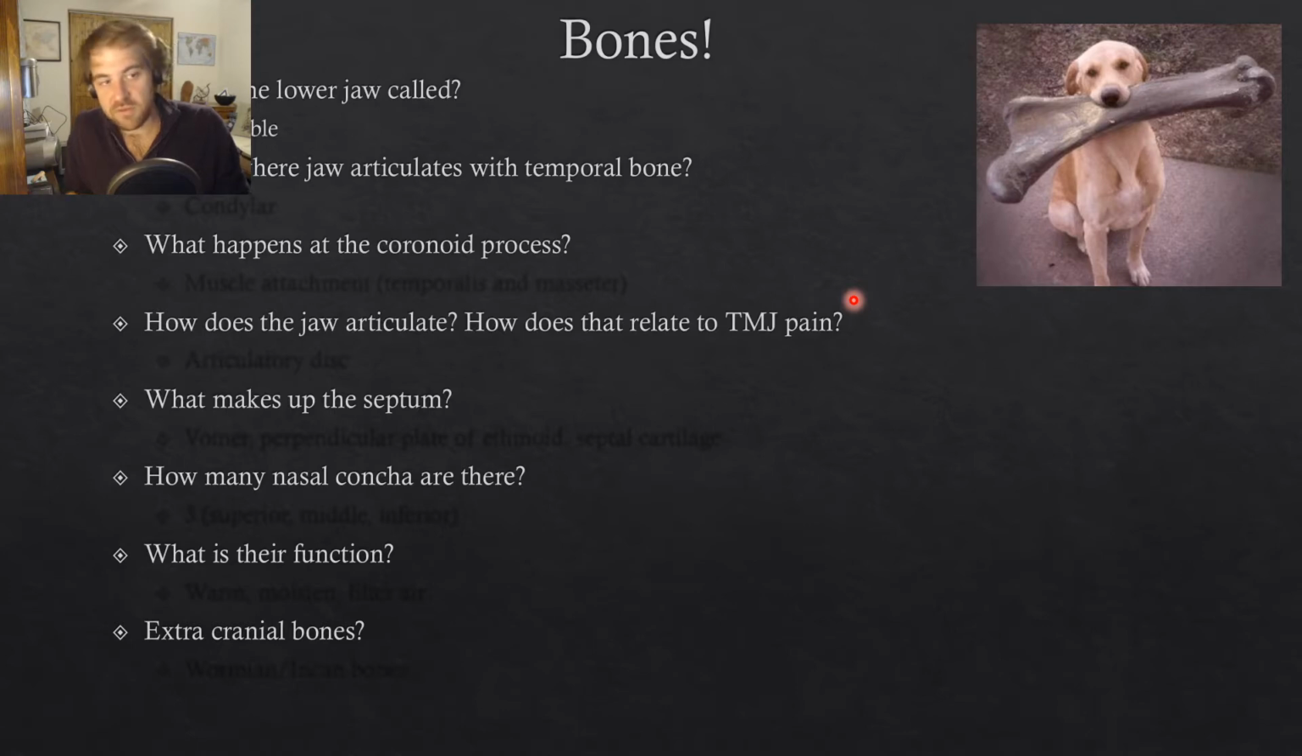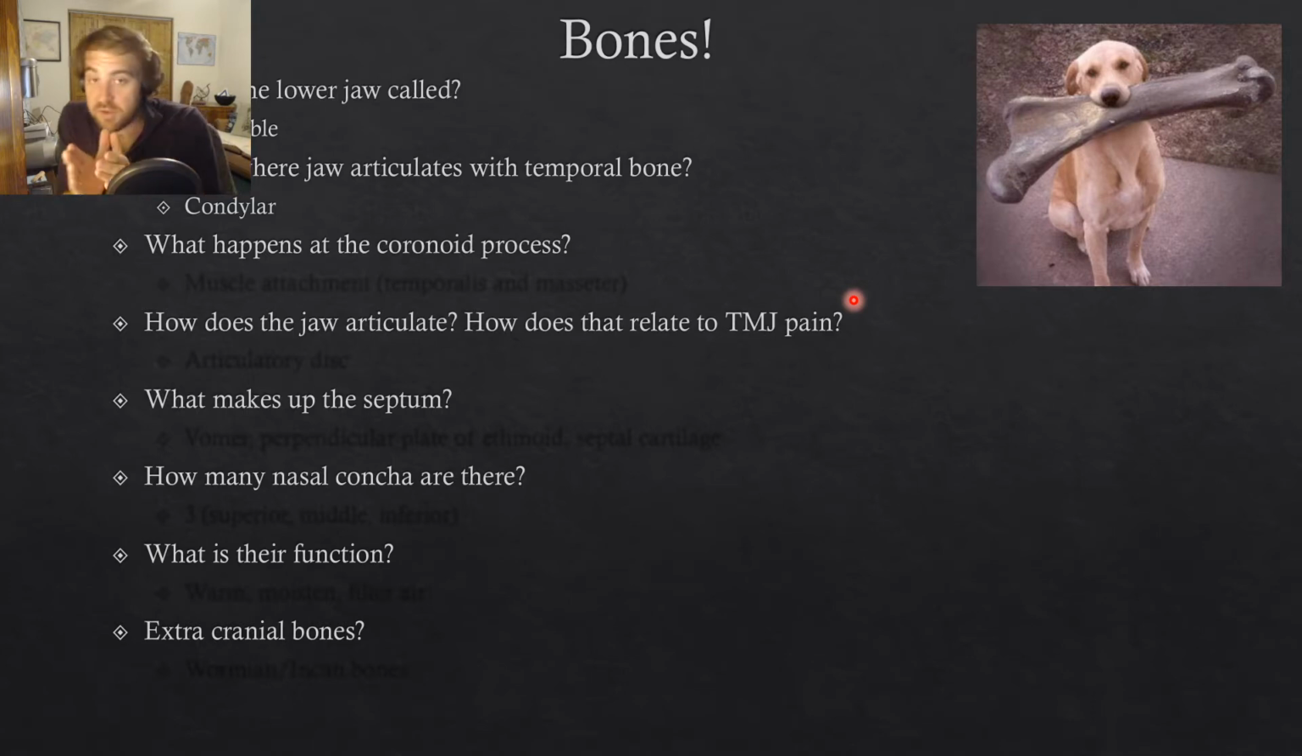What is the lower jaw called? It's the mandible. But what is the process right here about where the jaw articulates with the temporal bone? It's the condylar process. Don't get distracted by the coronoid process down below.